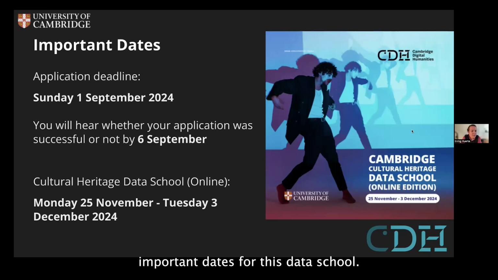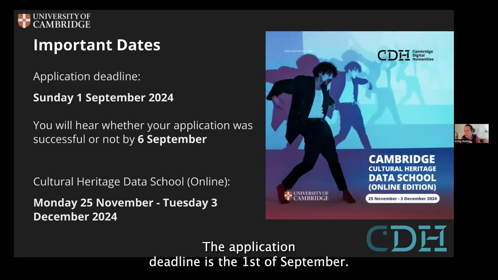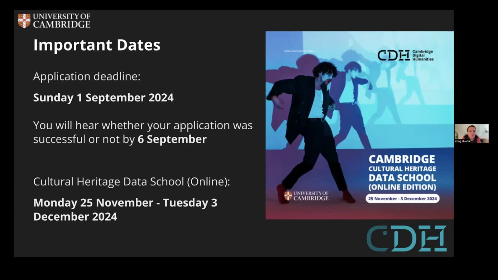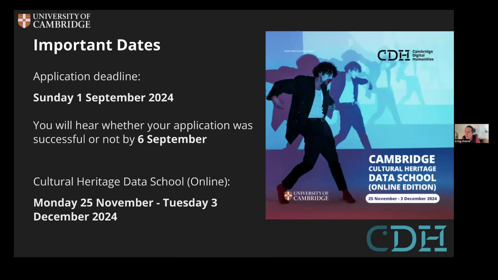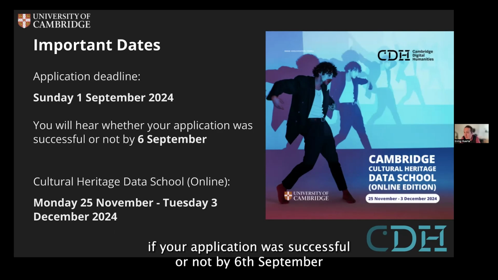And finally, important dates for this data school. The application deadline is the 1st of September. So you still have some time to apply, but don't get lost in the middle of the summer. If you try and finish your application sooner rather than later, that'll be very good for us. And you will hear if your application was successful or not by 6 September.